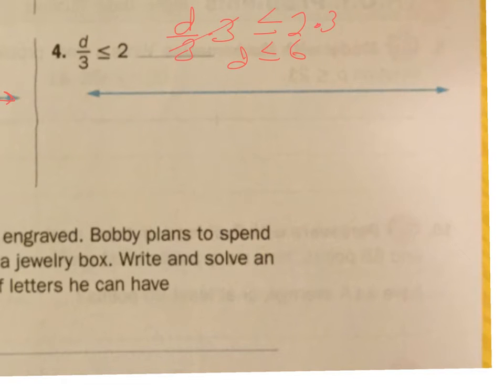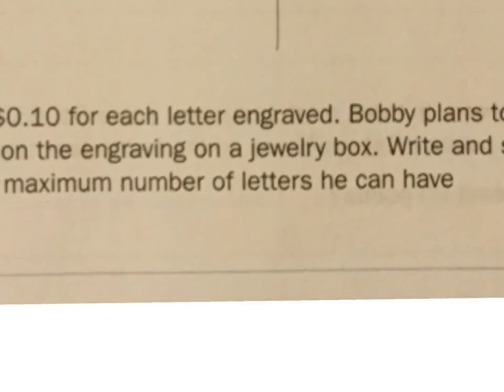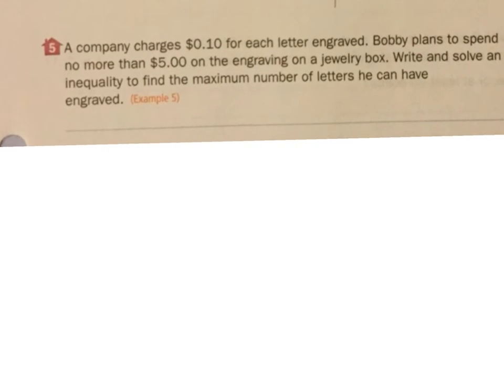So let's do 2, 3, 4, 5, 6, 7. So I got some points on a number line. D is less than or equal to 6. So because it's equal, I put a solid dot there, and I want to go less than, so I go this way. Okay? Now let's do one word problem, and then we'll be all set for this first part.